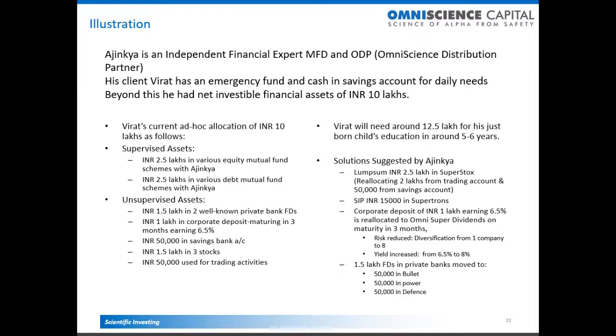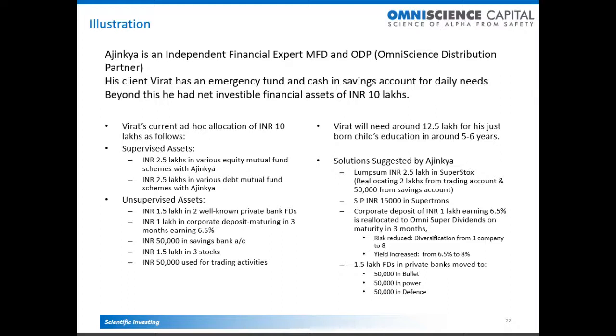He has an emergency fund. He has a lot of cash in his savings account for day-to-day needs. His net investable surplus financial assets is about 10 lakhs. The current allocation is shown on the left side. So it's mostly ad hoc, as we discussed in the beginning, like a typical retail investor.